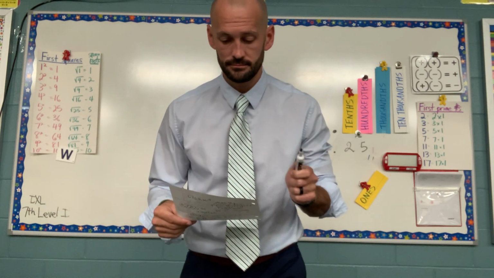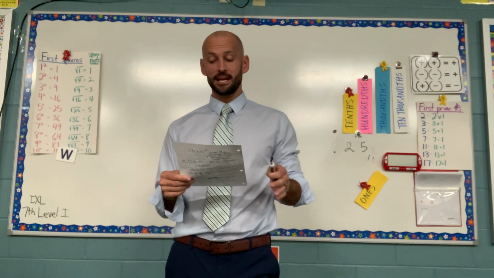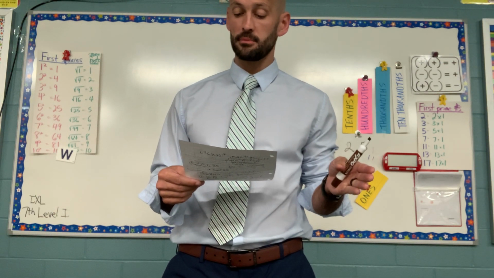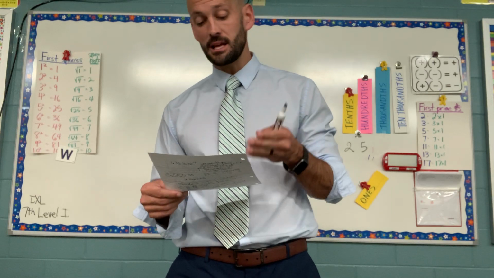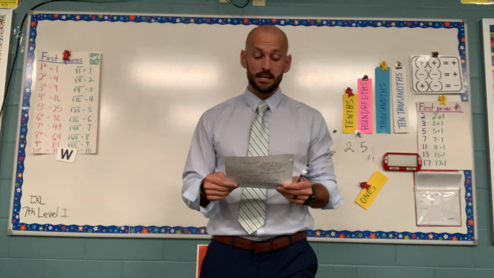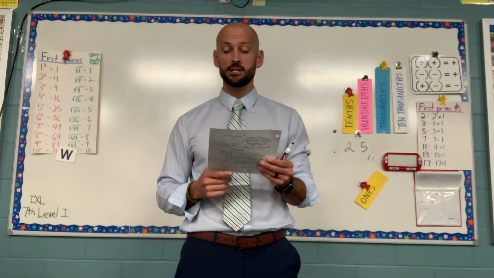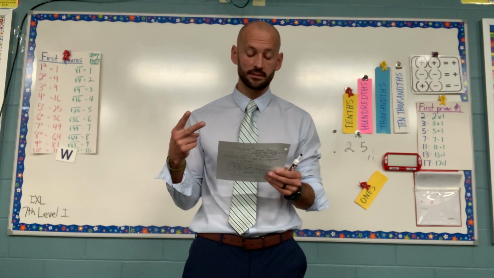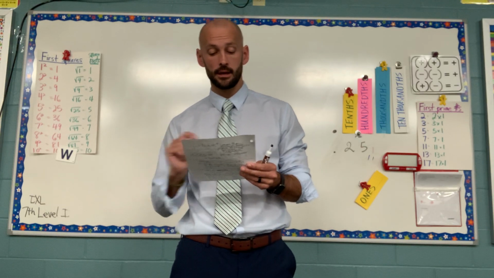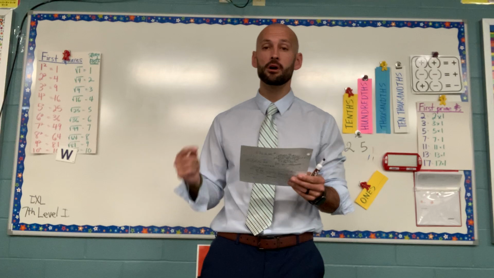Scientific notation. Numbers written in scientific notation are written as two factors. One factor is a number between 1 and 10. The other is a power of 10. I'm going to say that again, and then I'm going to show you what I mean. Numbers written in scientific notation are written as two factors. One factor is a number between 1 and 10. The other is a power of 10.